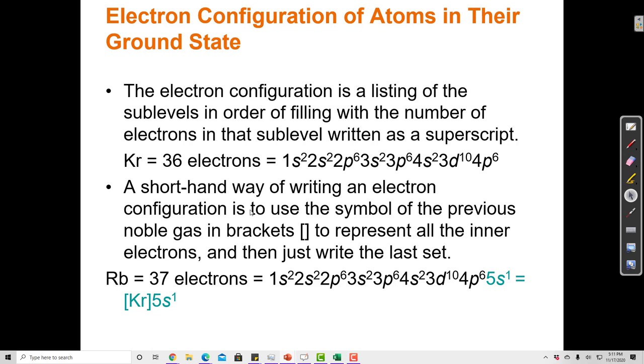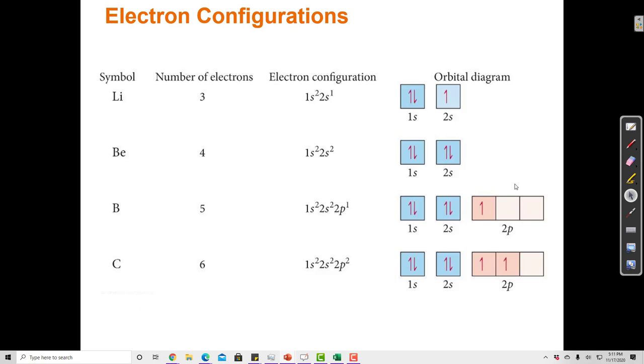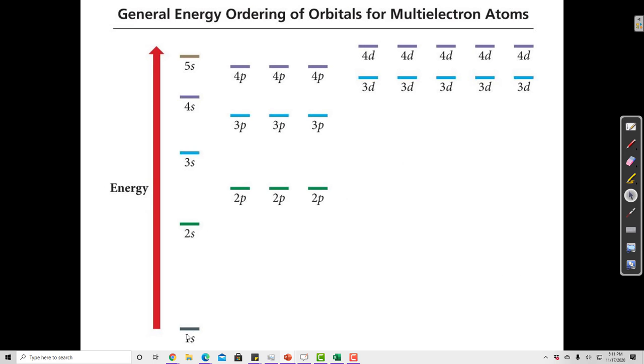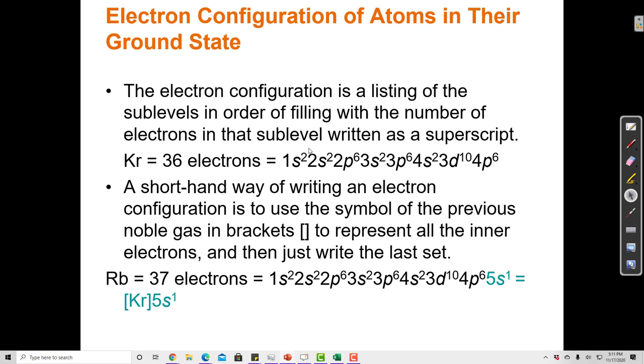So when we are filling up the electrons, as we just showed, we go 1s, 2s, 2p, 3s, 3p, 4s, 3d, 4p, 5s, 4d. So you see it kind of jumps back and forth. It goes 3d, 4p, 5s, 4d, and they start going back and forth. So that same information is down here.